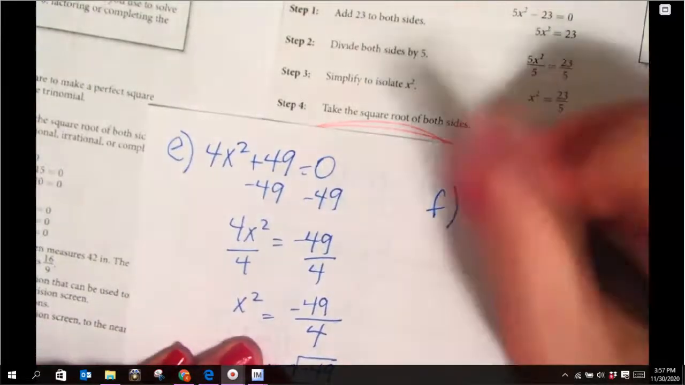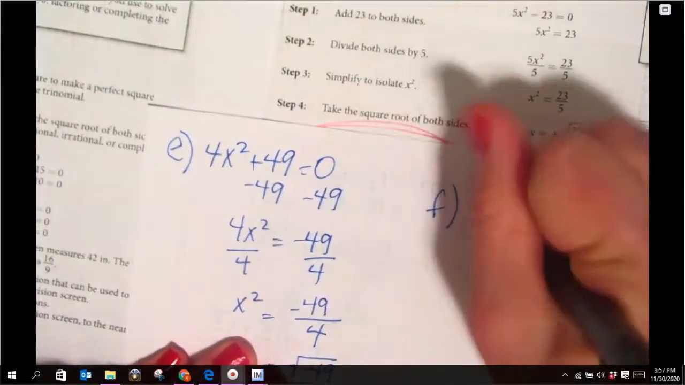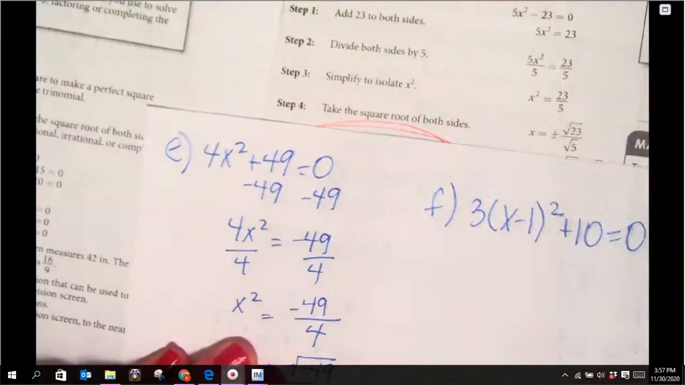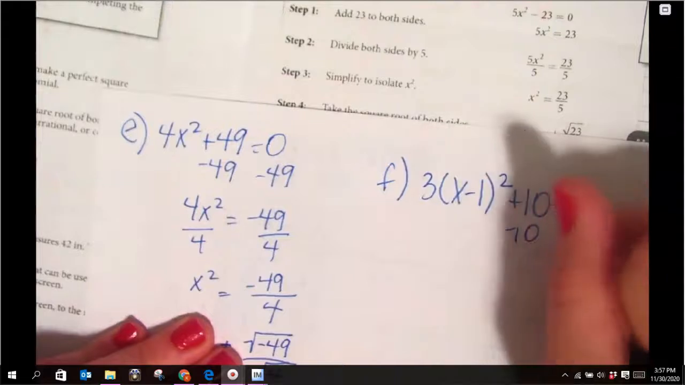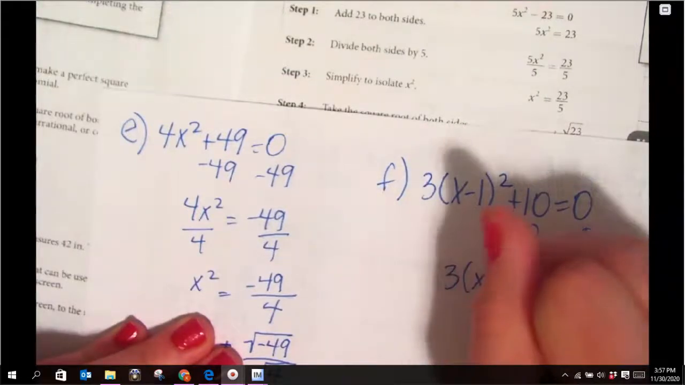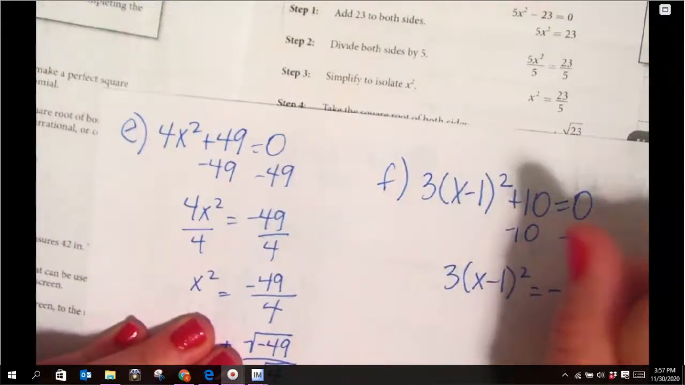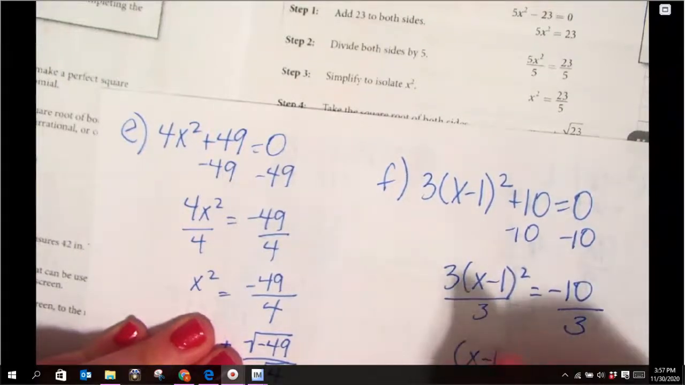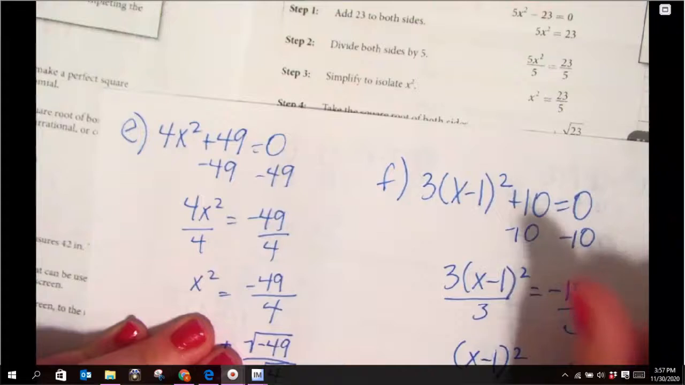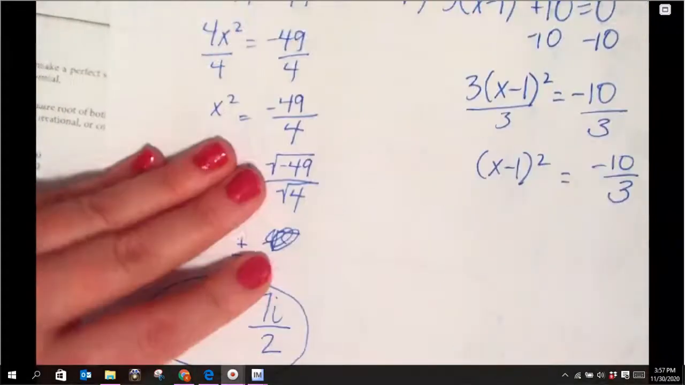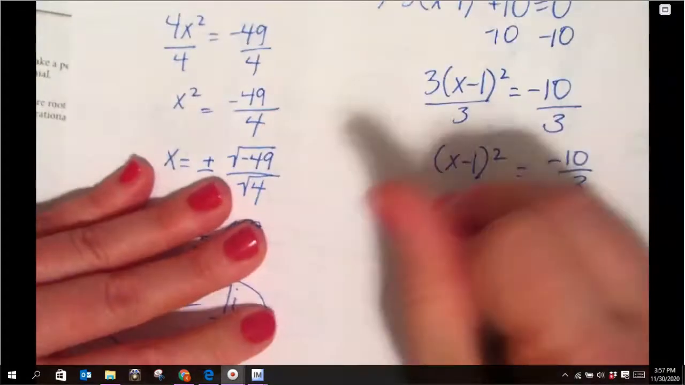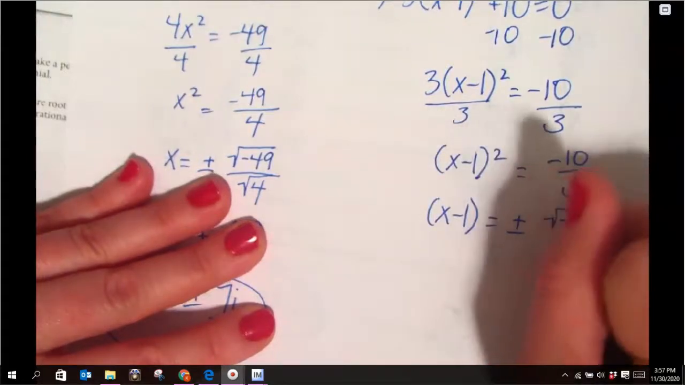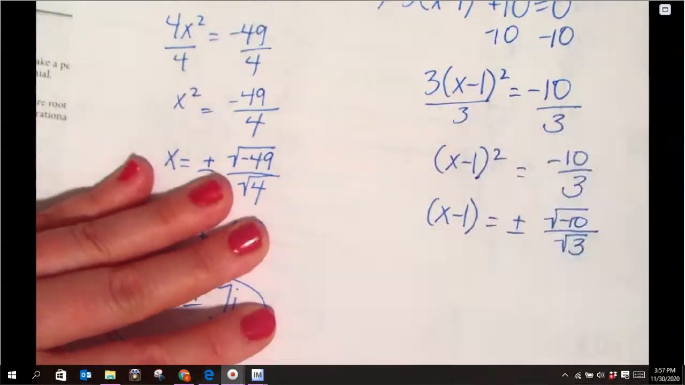So let me do F. F is 3 times open parentheses x minus 1 squared plus 10 equals 0. First thing I'm going to do is subtract 10. So 3 times x minus 1 squared equals negative 10. I'm going to divide by 3. X minus 1 squared equals negative 10 divided by 3. From there, I'm going to take the square root of both sides, so plus or minus the square root of negative 10 divided by the square root of 3.